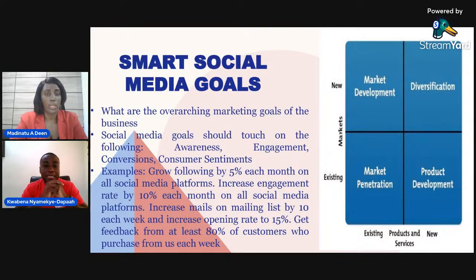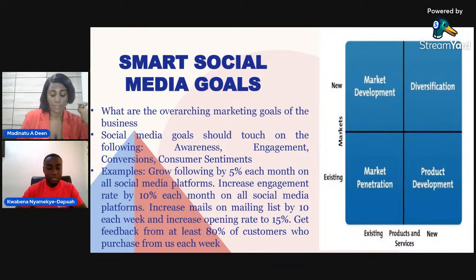Now, setting SMART social media goals. We all know this. SMART stands for specific, that the goals have to be clear; measurable, you have to be able to measure the goals; achievable, don't go over the bar, be within a limit that you know you can achieve. And not only that, but also sometimes, my boss says, if it's not big enough to scare you, then it's not big. It must scare you, but it should be within a certain remit.